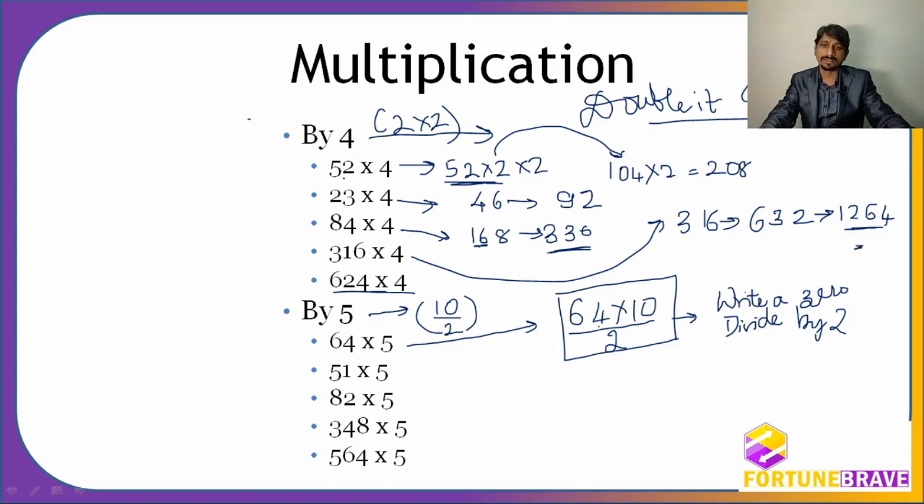So here, 64 into this, just observe this. You have written this rule, now I'm going to tell the method. Whenever it is a number, observe whether it is an even number or an odd number. Even number, first divide it by 2, easy. If it is an even number, divide it by 2, how much? 32. Now write a 0, that's all. So 64 into 10 is 640, divided by 2, again halve it.